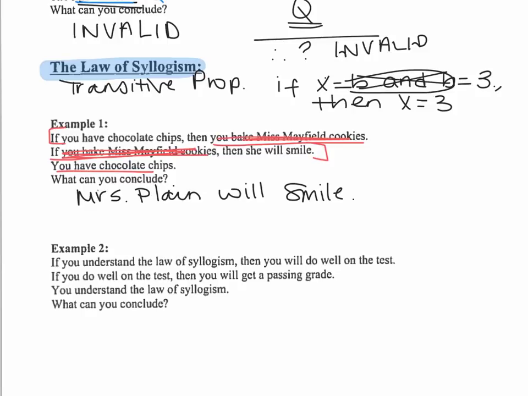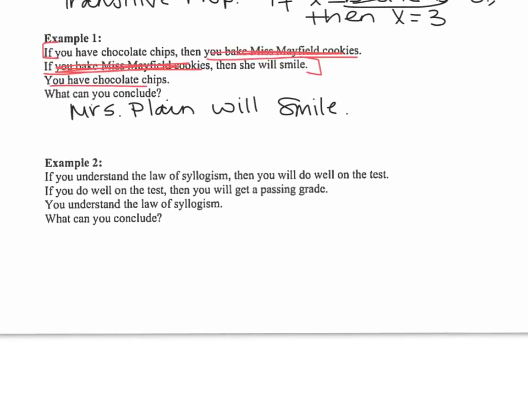If you bake Mrs. Plain chocolate chips, if you have chocolate chips, then you'll bake Mrs. Plain cookies. And if you bake Mrs. Plain cookies, then she's going to smile. Even if you make me a burnt cookie, I'll still smile, but I probably won't eat it. However, test that theory. Let's look at example 2.